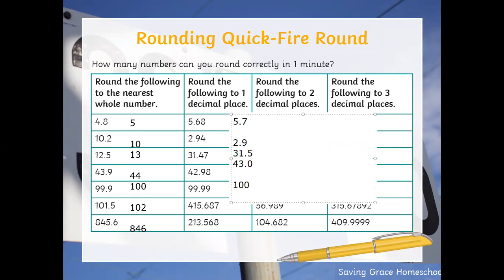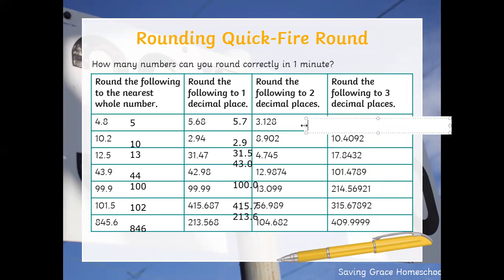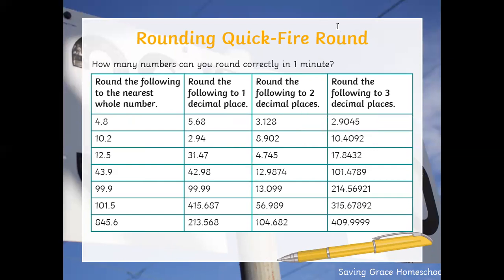Very rough. Ooh. 113.6. I can't even get to this one. 3 point. I only did 2 columns. Okay, I hope you guys did better than I did. Just stop this timer.